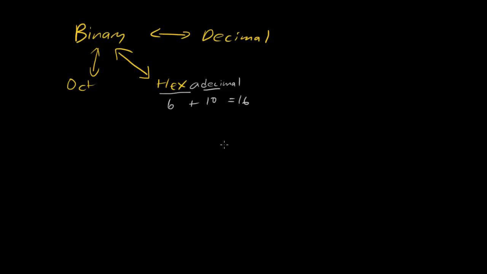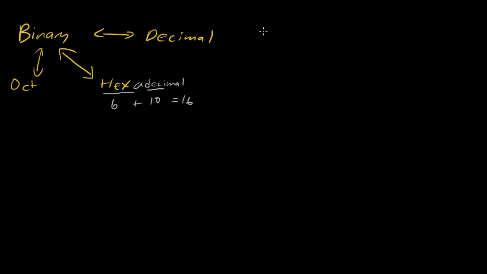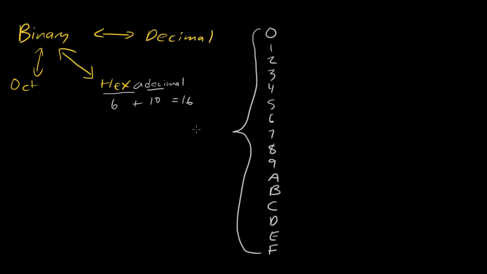Huzzah. Okay. So in hexadecimal, let's just go to the side over here. Get some room here. We have 0, 1, 2, 3, 4, 5, 6, 7, 8, 9, and then instead of 10, we're going to say A. So this is where it gets hex: A, B, C, D, E, and finally F. Okay. So these are our 16 possibilities in hexadecimal.